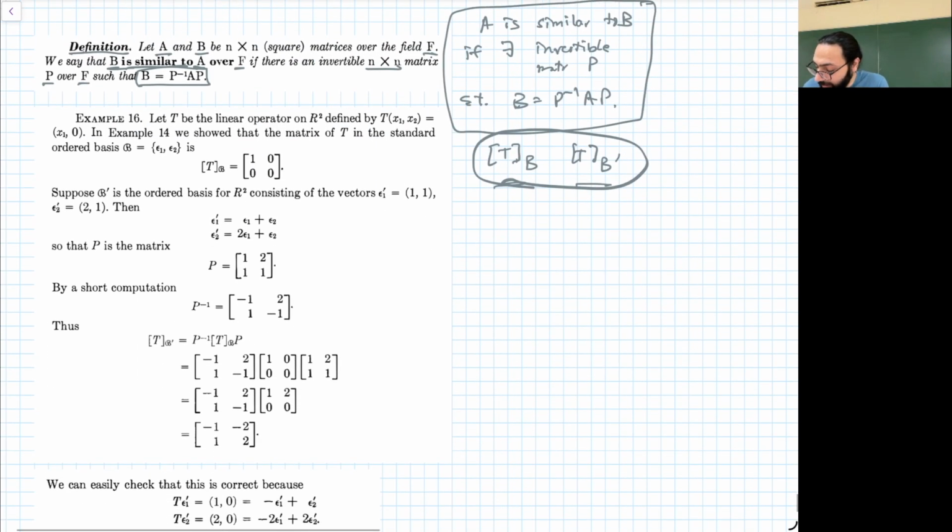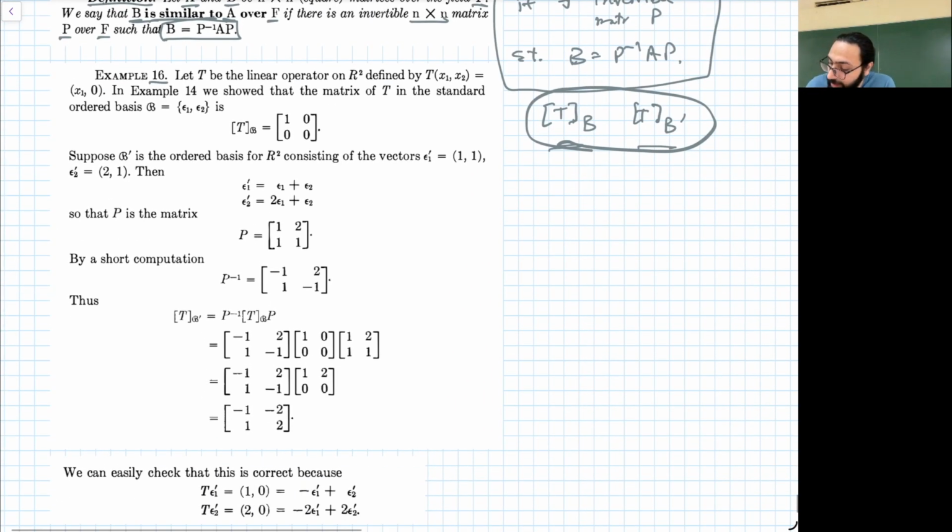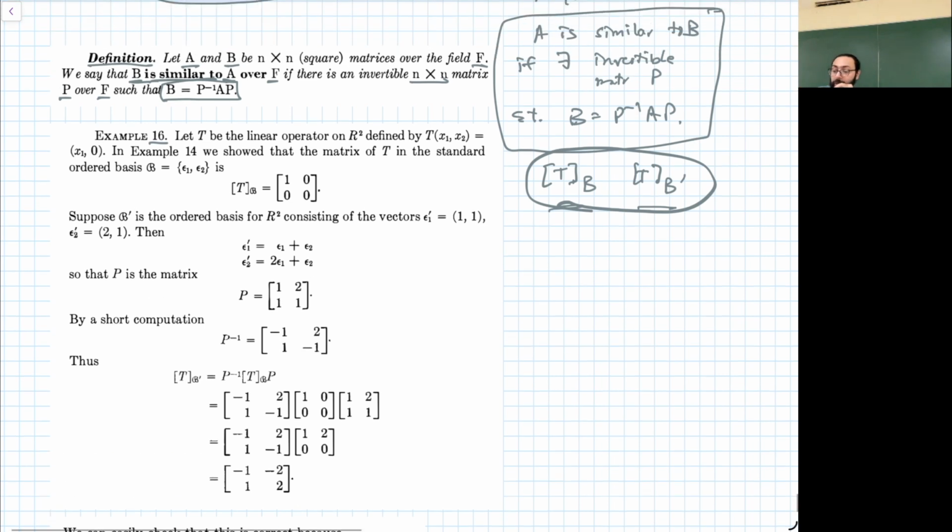Is that okay? All right. So now let's look at an example. Example 16 says the following. It says let T be, actually maybe before we move on, can I have a show of hands for those who are still following? Can I have a show of hands for those who fell behind somewhere? Can you tell me where you fell behind?